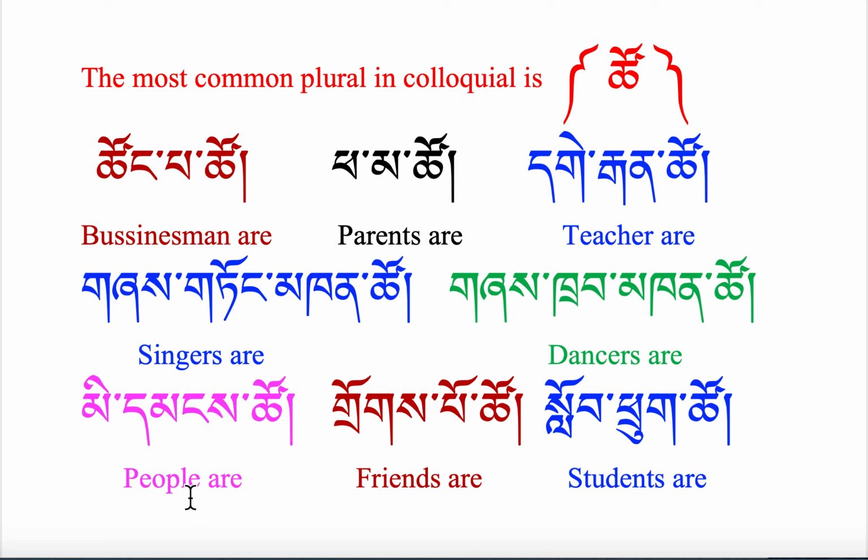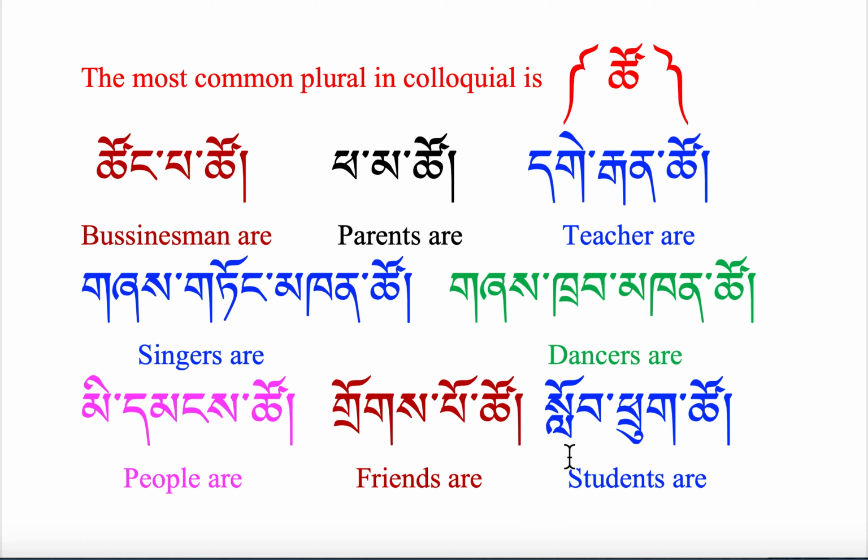Mi mang is people. So when we add Tanarutso, it is people are. Dokpo is a friend. When we add plural Tanarutso, friends are good, something like that.